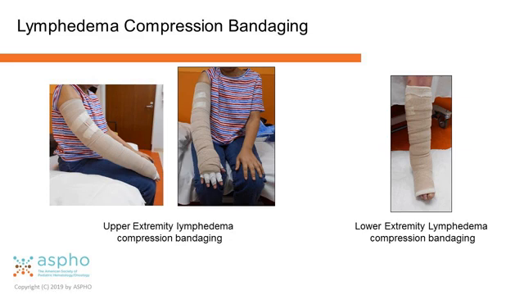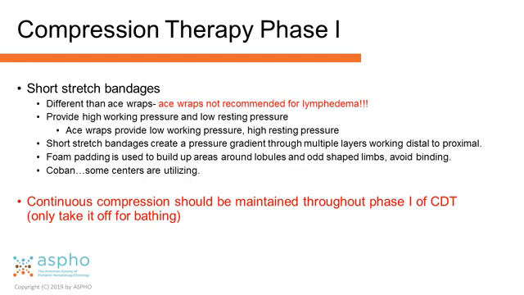So we also use lymphedema compression bandaging. This is a picture of an arm and a leg bandaged. These bandages are what we would call short stretch bandages, and they're very different than ACE wraps. ACE wraps are not recommended for lymphedema. The short stretch bandages produce a high working pressure and low resting pressure, where ACE wraps are the opposite. So they're applied to create that pressure gradient through multiple layers working distal to proximal.